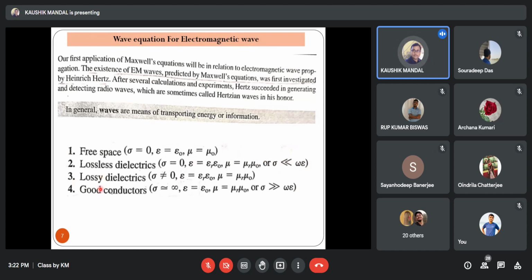Next, in case of lossy dielectrics, that means there is some loss. If the wave propagates through this particular medium, the wave will be attenuated. So sigma is not equal to 0, and epsilon equal to epsilon r into epsilon naught, mu equal to mu r into mu naught. And for good conductors, obviously the conductivity tends to infinity, sigma tends to infinity, epsilon equal to epsilon naught, mu equal to mu r into mu naught. And this is the most important point about good conductors, that sigma, the conductivity, should be much greater than omega epsilon.